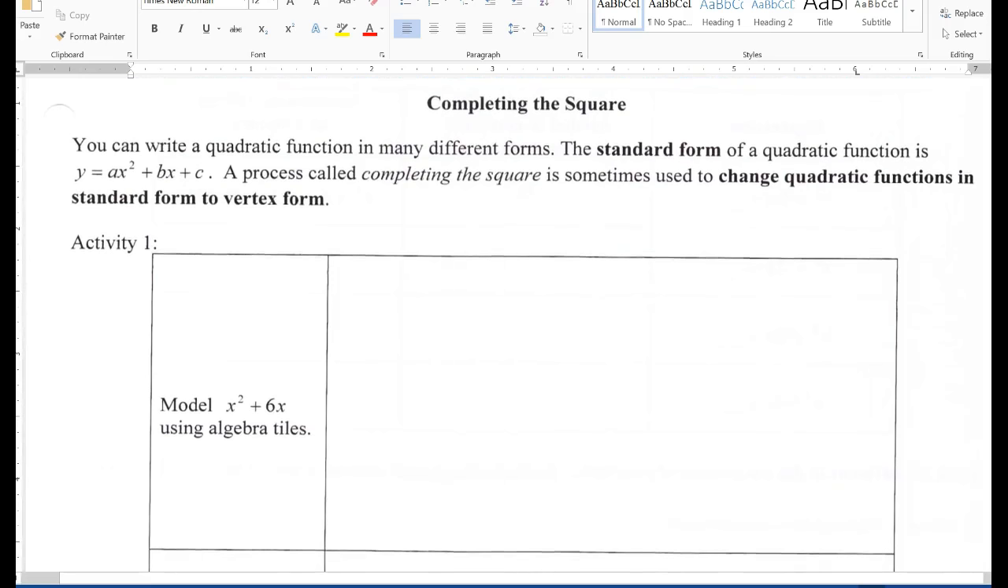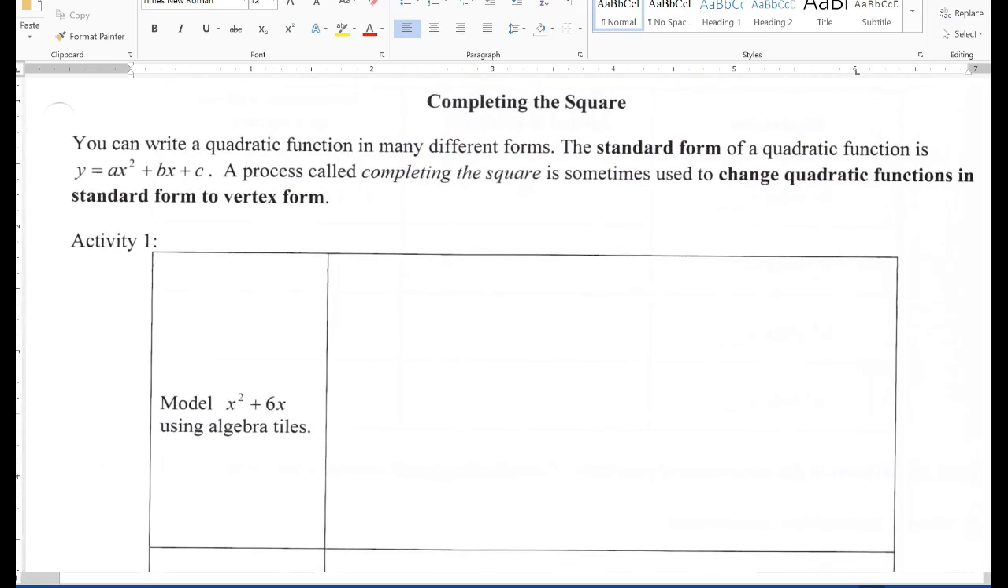So the idea is we want to complete the square. So again, this isn't eventually how we're going to be doing it. We're going to be doing this algebraically, but to introduce the idea, we're going to be talking about the algebra tiles. So why do we talk about completing the square? Well, it actually allows us to convert between standard form or general form into vertex form, which is our form that we've been learning about lately.